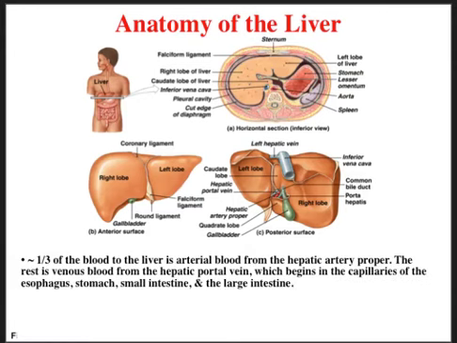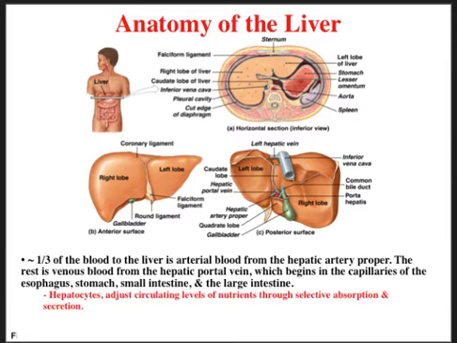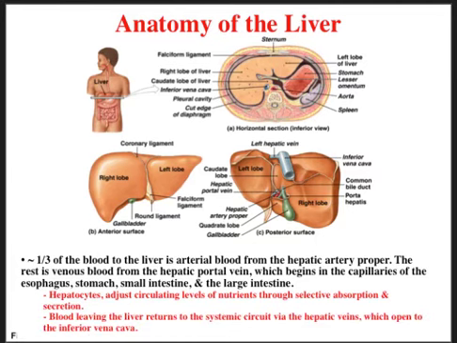About a third of the blood that the liver gets is arterial blood from the hepatic artery. The rest is venous blood from the hepatic portal vein, which begins in the capillaries of the esophagus, the stomach, the small and large intestine. Hepatocytes adjust circulating levels of nutrients through selective absorption and secretion. Essentially what happens here is that the blood that's drained from the GI makes its first stop inside the liver, and what the liver does is control the chemical composition of the blood before it rejoins the circulation at the inferior vena cava up here.